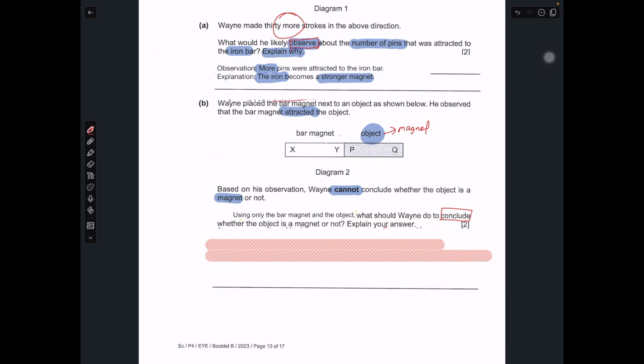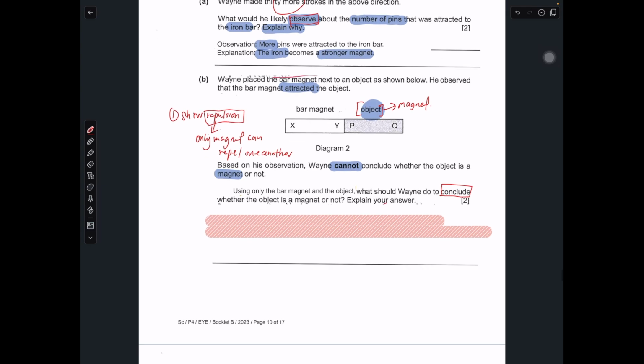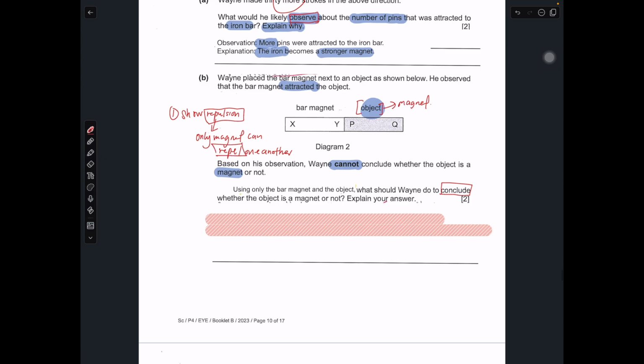Okay, so what should we do in this scenario to prove that this object is indeed a magnet? Okay, so first of all, we have to show repulsion. Okay, because only magnets can repel one another. Okay, so the key is to find out whether they repel or not.